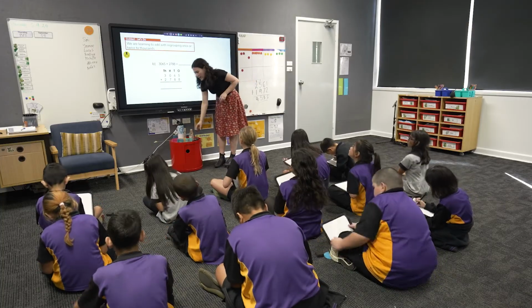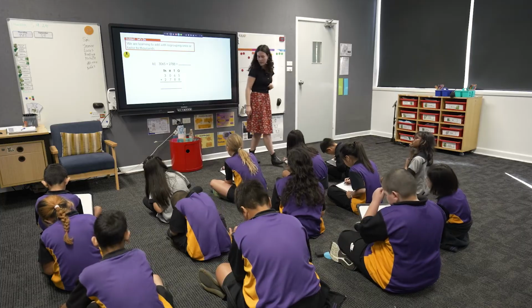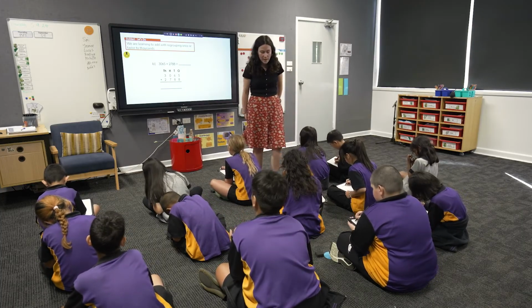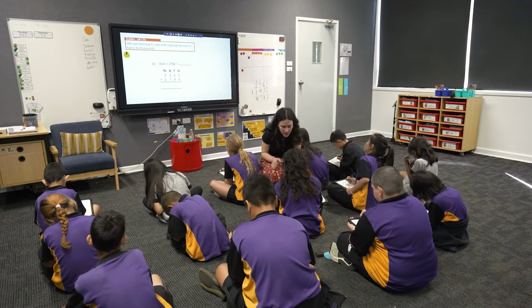3,065 plus 2,788. Let's write it out first. 3,065 plus 2,000.